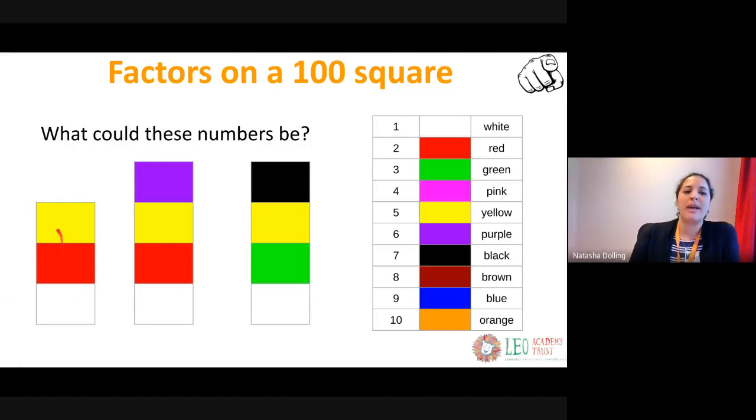We've got a red cube and a yellow cube. So let's do some reasoning now. What numbers do you think that could be? Let's have a look at our 100 square with our cubes on. You'll have a look that red is the 2 times table and yellow is the 5 times table.